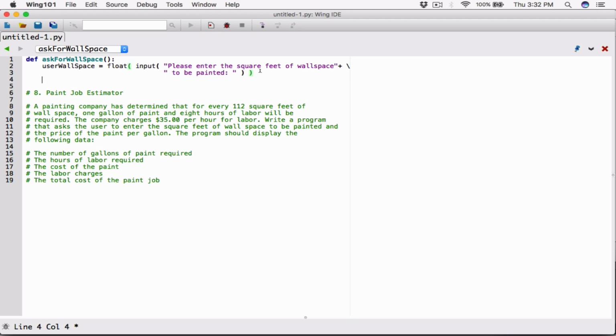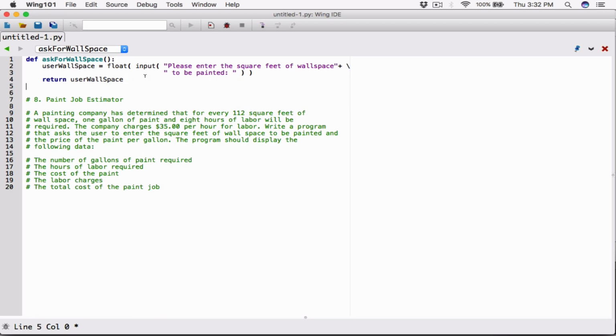All right. Now, once I have the user wall space, I want to go ahead and return it. So return the user wall space, so that anytime we call this ask for wall space, it's going to ask for the wall space, get the wall space, and then return it. Okay. So now we're done with that function.